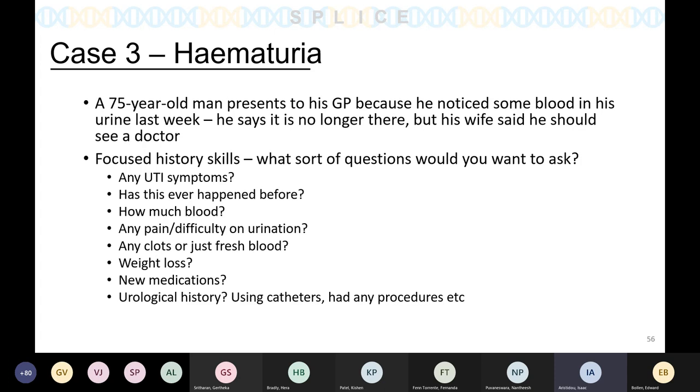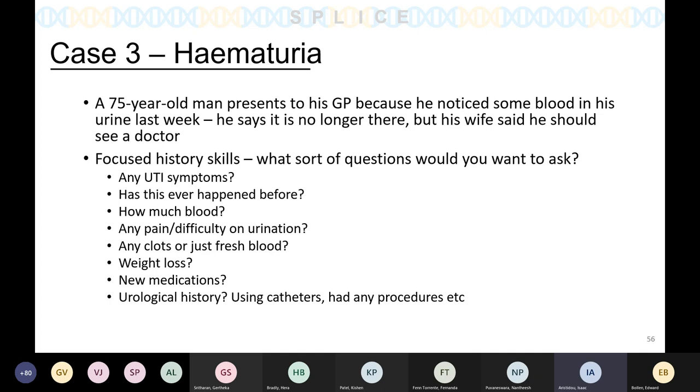Any UTI symptoms? Has this ever happened before? Anticoagulation, nice, yeah, good. Any medications? So I see the focused history. Do you still have to do past medical history, etc.? I must admit, I still did it, yeah, but I tailored it to specific risk factors, maybe. You still ask about smoking, etc. I still would do it if you've got time, 100%.